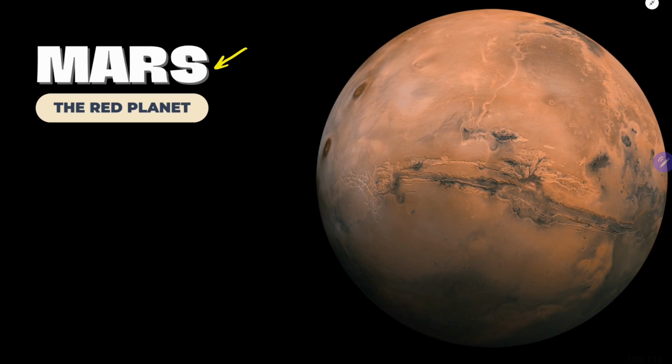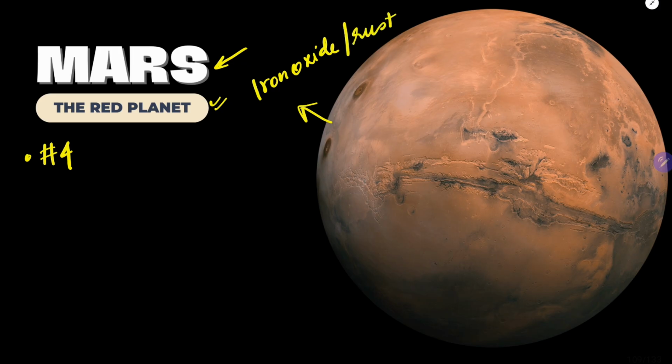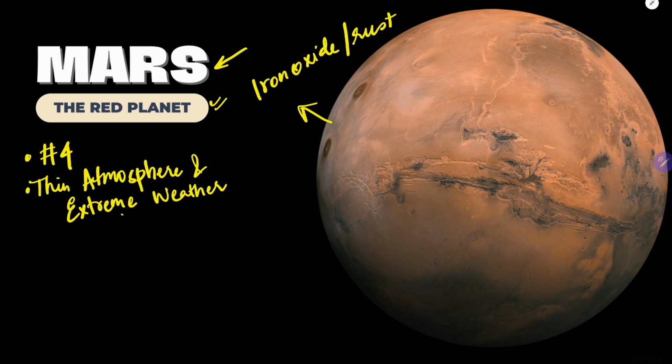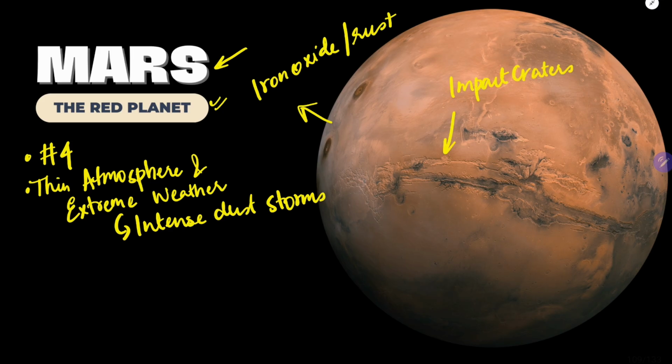Next we have Mars, the red planet. Mars is the fourth planet from the Sun. It has a reddish appearance because its surface is rich in iron oxide or rust. It has a thin atmosphere and extreme weather like intense dust storms that can last for weeks. On its surface, it has impact craters, valleys, mountains, and deserts.